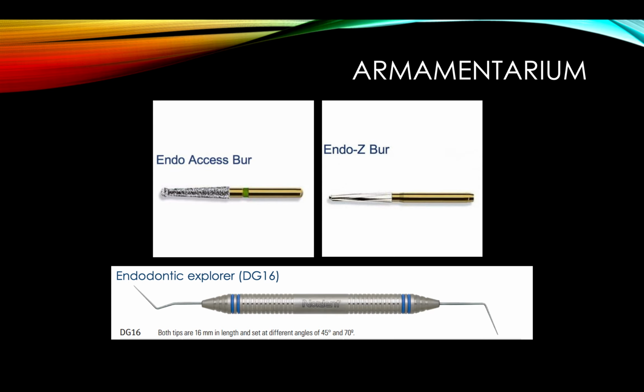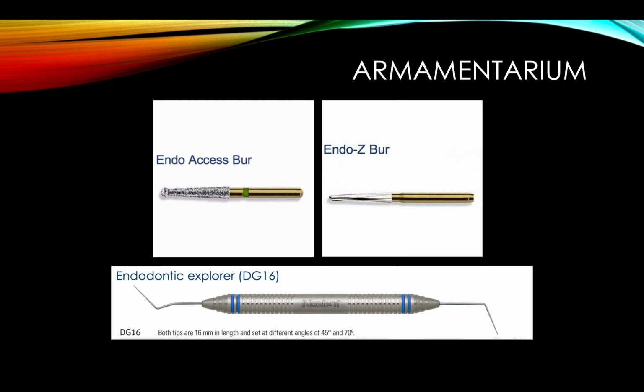Now, the endoaccess burr, we use it in the initial stages of access cavity preparation because it has a cutting end, and because we're cutting through enamel and dentine, we need a high-speed burr because enamel, as you know, is the hardest tissue in the human body, so you need something efficient to cut through it. That's why we use a high-speed endoaccess burr. The diamond also adds to the efficiency of this burr.